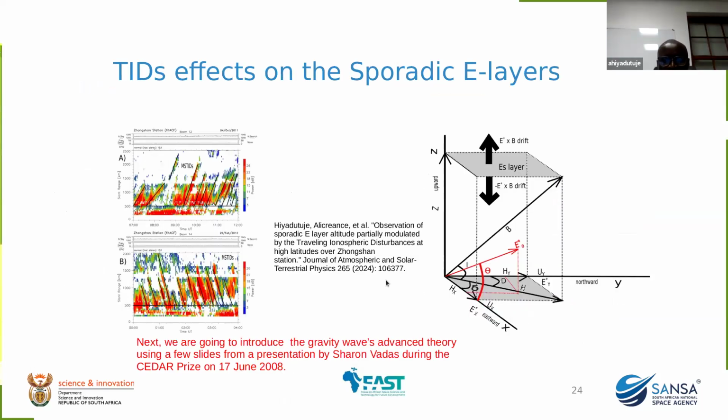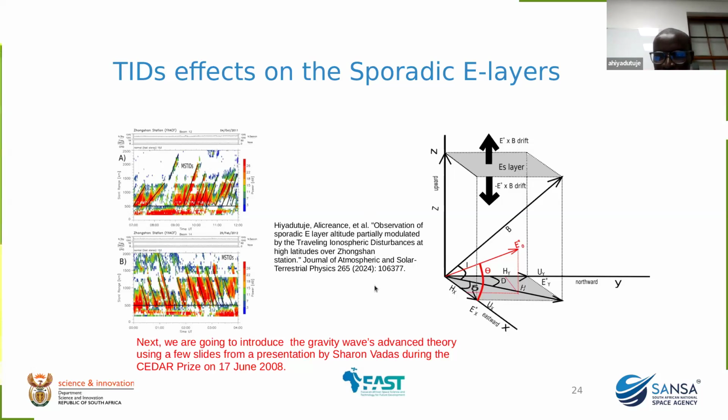Now, another paper which we published last year is on the TIDs' effect on sporadic E. Sporadic E is known to be useful for HF communication in two ways. It can be bad and good. It can be used to reflect the HF communication. Also, it can absorb the HF radio signals. So we published this paper in the Journal of Atmospheric and Solar-Terrestrial Physics, where we demonstrated that TIDs propagating at around 300 kilometers in the ionosphere can affect the sporadic E layer at around 100 kilometers.